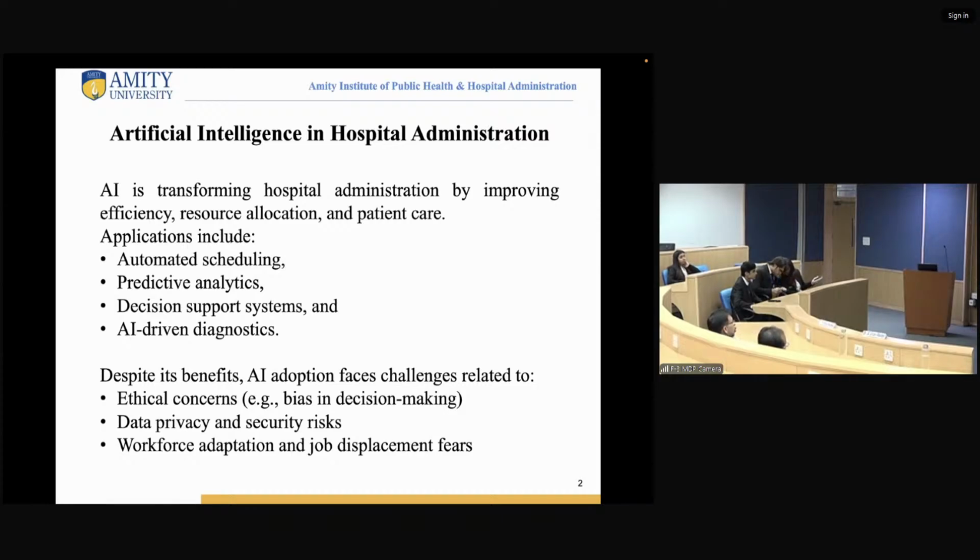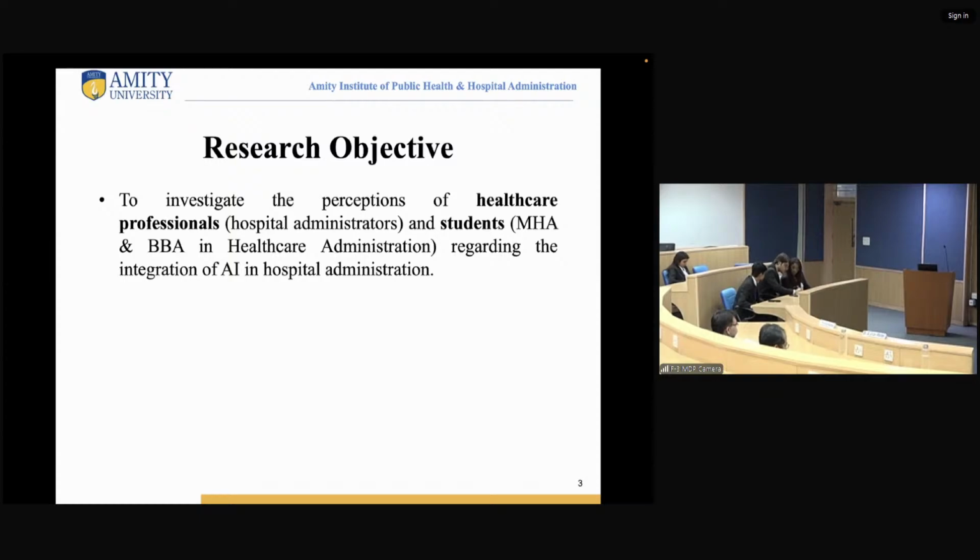So we looked into the current applications of AI in hospitals right now, that is automated scheduling, predictive analysis, decision support systems, and AI-driven diagnosis. We also looked into the ethical concerns, that is bias in decision making, data privacy and security risks, along with workforce adaptation and job displacement fears that are very real when it comes to the adoption of AI these days.